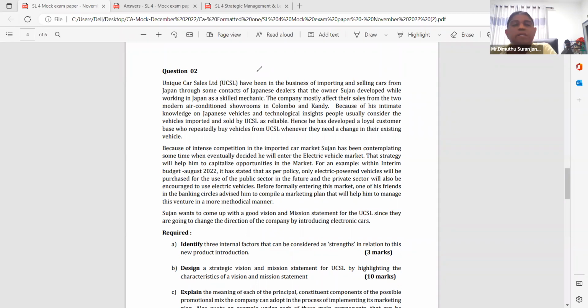Unique Car Sales Limited has been in the business of importing and selling cars from Japan through some contacts of Japanese dealers that the owner Sujan developed while working in Japan as a skilled mechanic. He is importing cars from Japan. So he was staying in Japan some time ago, and during that time he was able to develop some contacts. Through that, he imported the cars. The company mostly makes its sales from the 2 modern showrooms in Colombo and Kandy. So mostly their sales come from Colombo and Kandy.